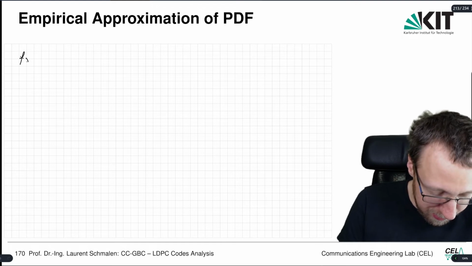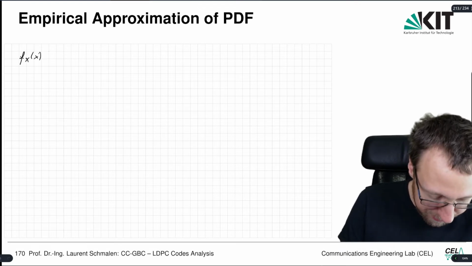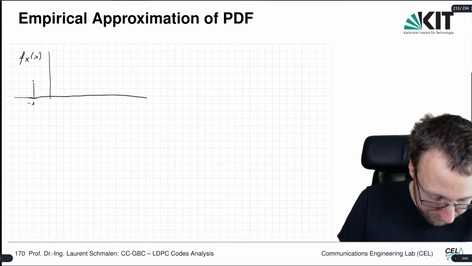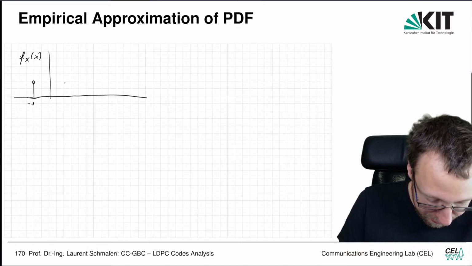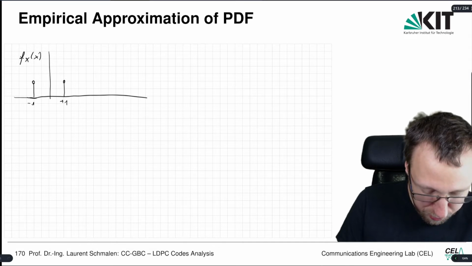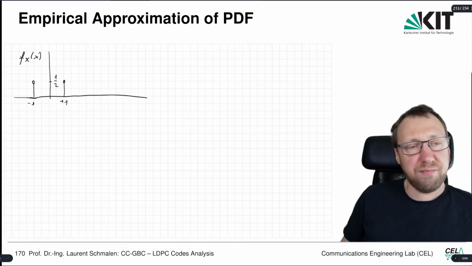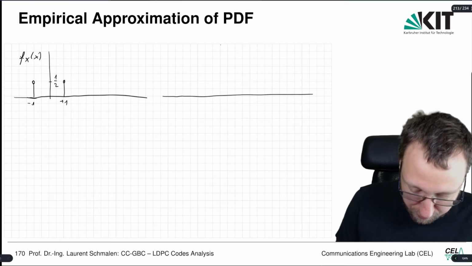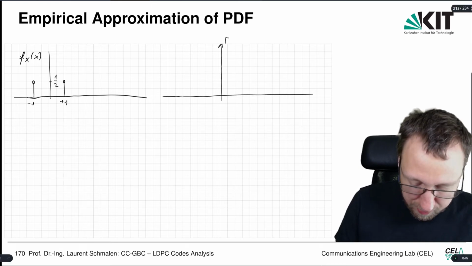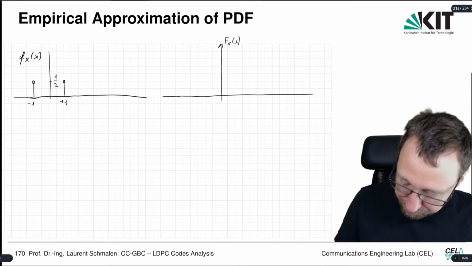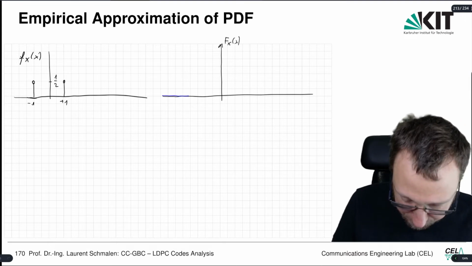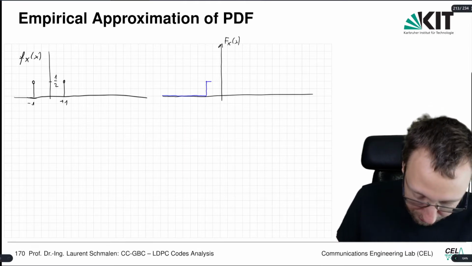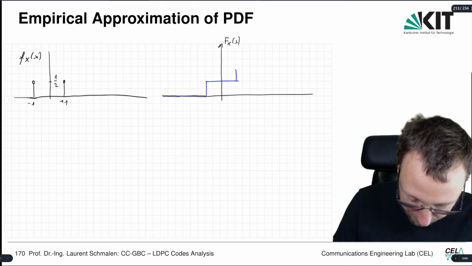Let's assume a simple example: we have a PDF f of x, and we have a Dirac at -1, and we have another Dirac at +1, both of height 1/2. Then the cumulative distribution function F of x looks like this. So we have 0, and then we have a jump of 1/2 at -1, and then we have a jump from 1/2 to 1 at +1.